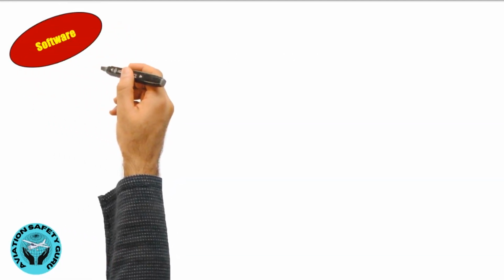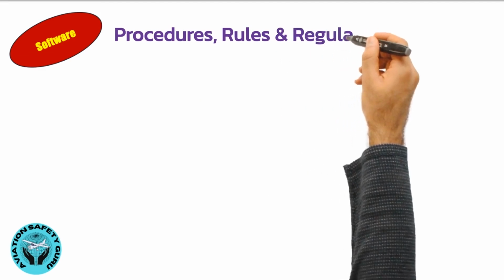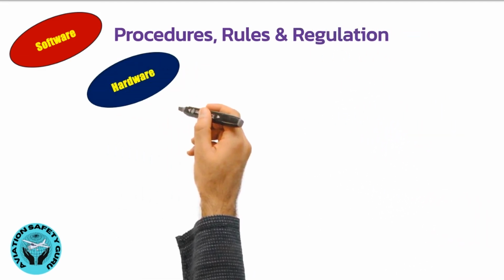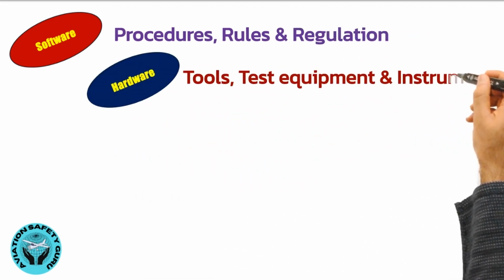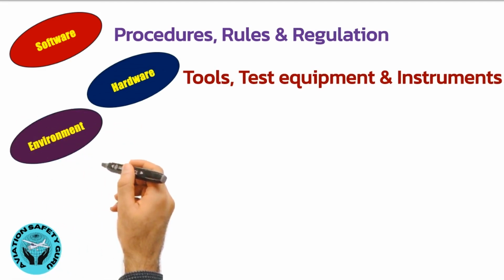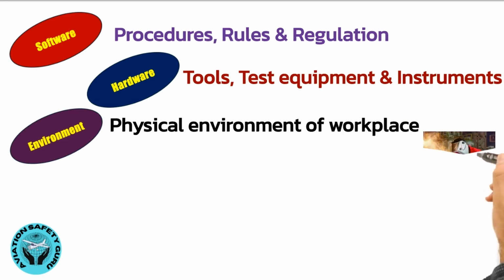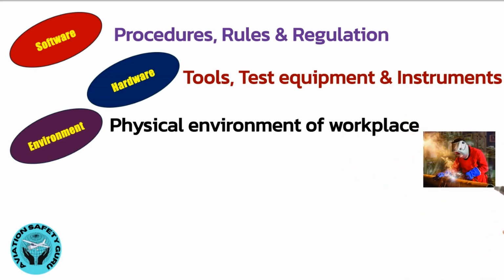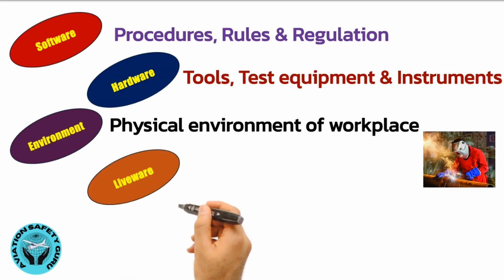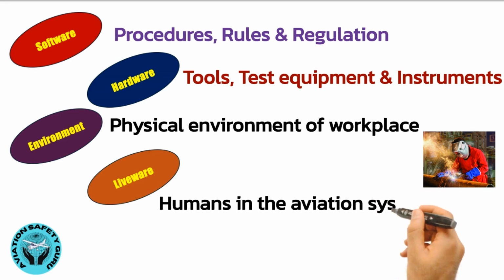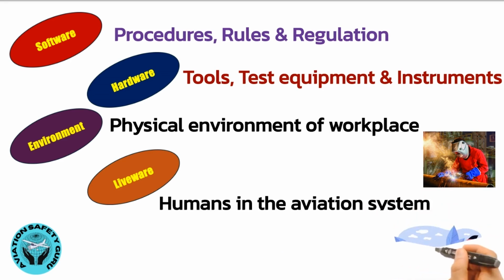Software here includes procedures, rules and regulations. Hardware includes tools, test equipment and instruments. Environment includes the physical environment of the workplace, like temperature, lighting level, noise level, and time of the day. Lastly, liveware includes humans in the aviation system, like technician, engineer, supervisor or manager.